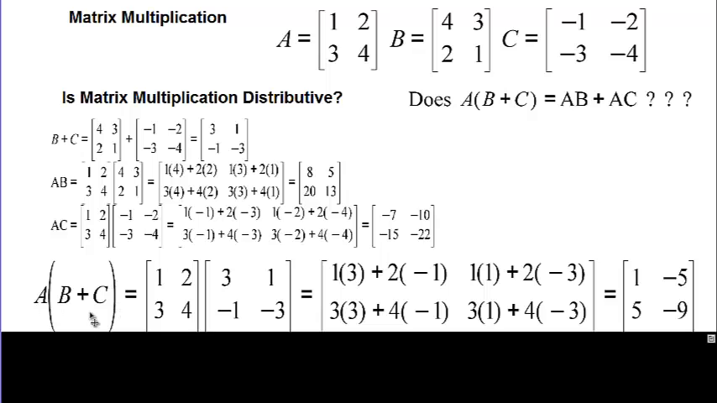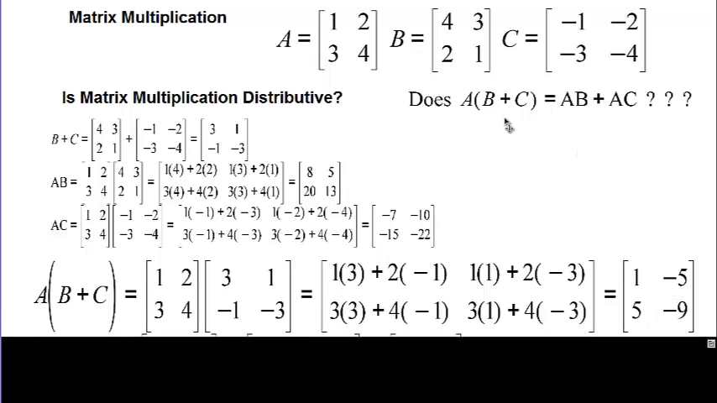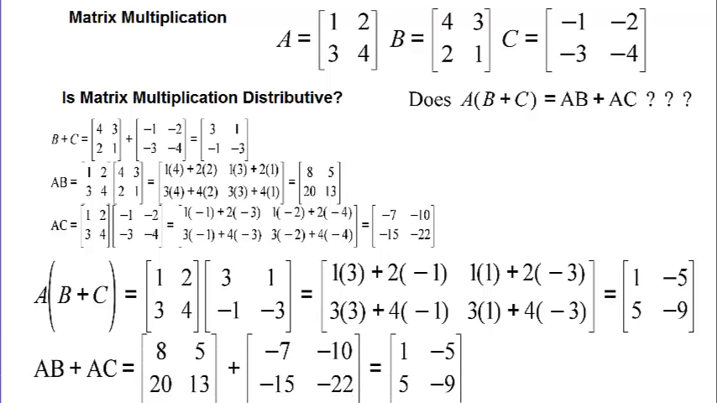What is A times the quantity B plus C? So if you take a matrix A, multiply it by this thing called B plus C that we figured out, we get positive 1, negative 5, 5, negative 9. That's the result of the left side. Now, if matrix multiplication is distributive, then when we do AB plus AC, we should get the same matrix value. Indeed, we do, because when we add AB to AC, which we already figured out, we get 1, negative 5, 5, negative 9. So, is matrix multiplication distributive? Absolutely.